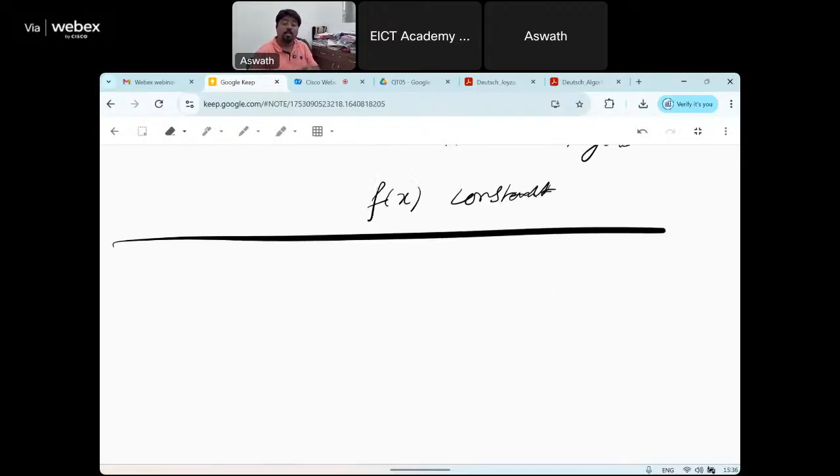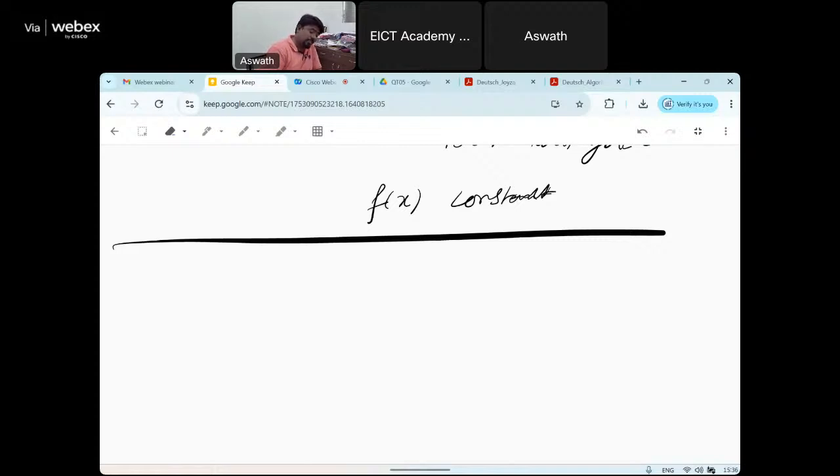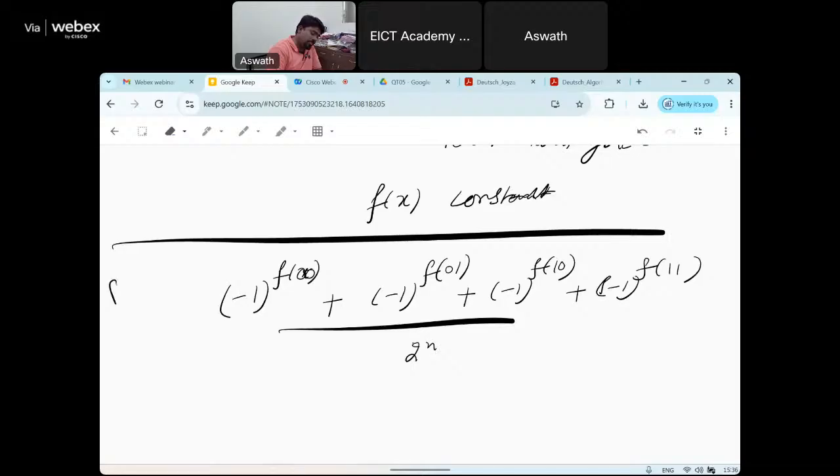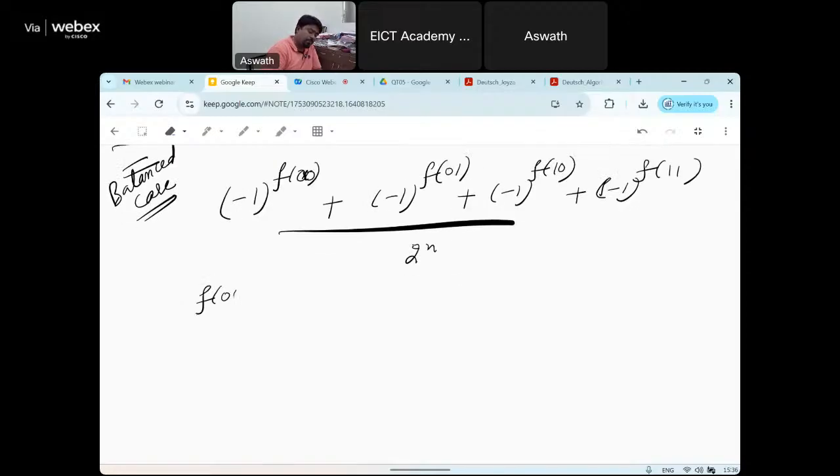Okay, let's choose the other way around. Let's say balanced case, we have a probability amplitude like this: f of 0 0, plus minus 1 to the power of f of 0 1, plus minus 1 to the power of f of 1 0, plus minus 1 to the power of f of 1 1. Okay, so this is a probability amplitude, balanced case. Balanced means half the time it is 0, half the time it is 1.